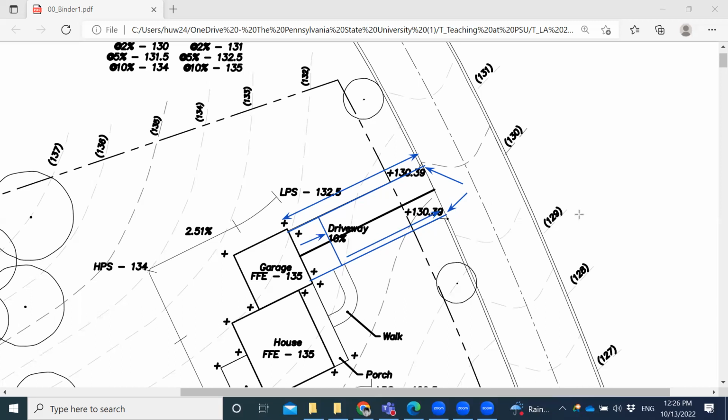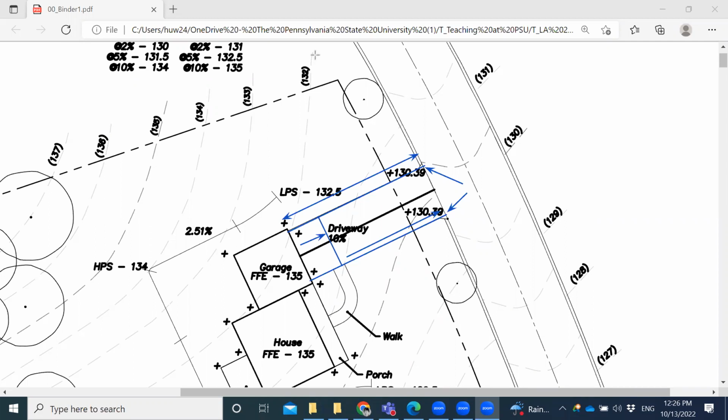So if your garage FFE is 134.5, that could be within the range of 10%. I just don't know for sure because I don't have measurements of your driveway. I can't do a quick estimation because of that.